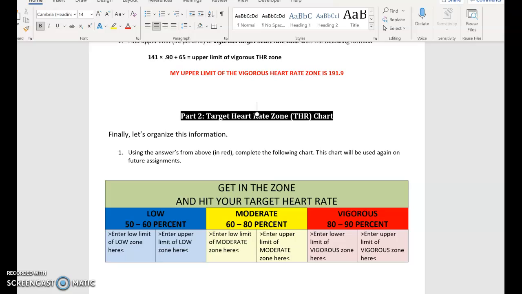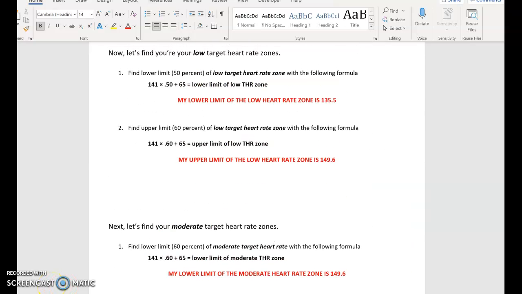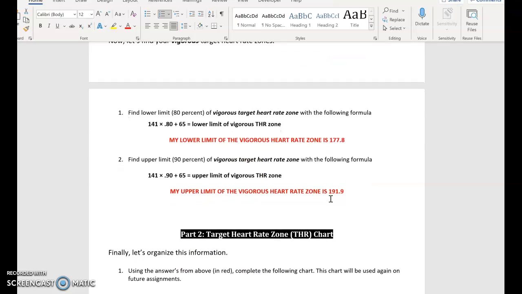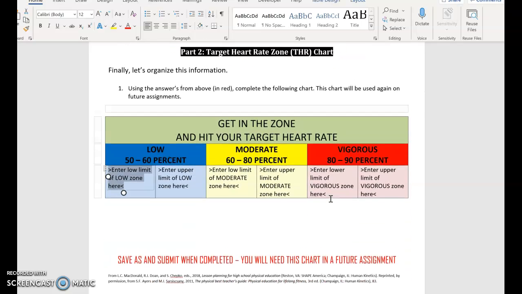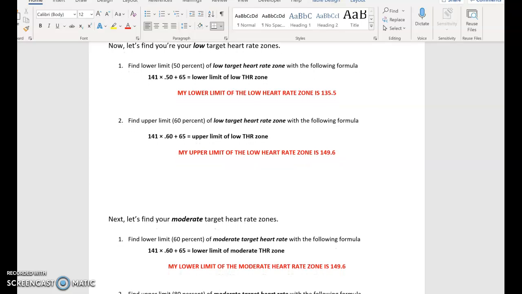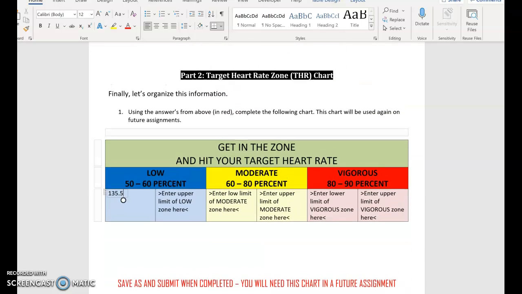So we have our low zone. Just like that picture at the top, our low zone is 50 to 60%. The lower limit of the low zone is going to be, scroll up to the low zone here, and we have 135.5 to 149.6. So again, click between the arrows. We have 135.5. And then we have the upper limit, 149.6. So click between the arrows, 149.6.